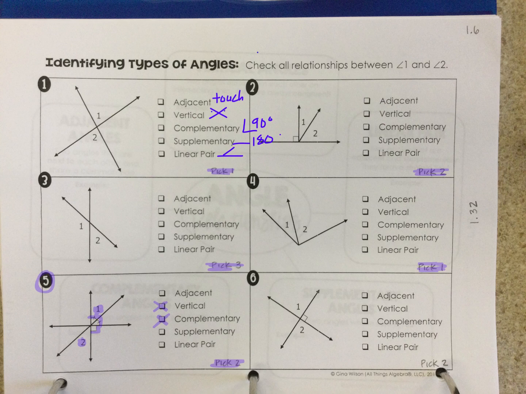Sorry, there are a bunch of people walking. It got really loud. So finish this paper and be sure to pick the number of answers it tells you to pick on each one. When you're finished, flip over to 134.